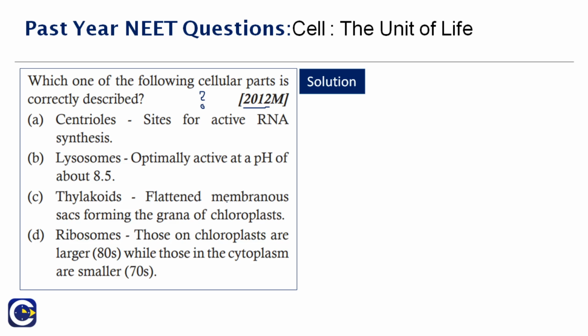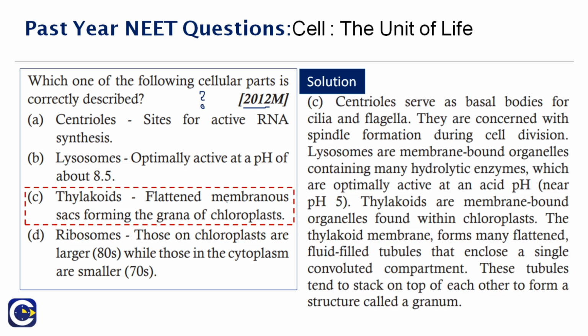So which is the right answer now? The correct answer is option C, thylakoids. Why? We already saw in the earlier parts, they are flattened sacs which are present in the chloroplast. Here they have correctly described thylakoids. They are actually flattened membrane sacs that form the grana of the chloroplast. And if you see the first one, centrioles, they actually serve as basal bodies for cilia and flagella. So the right answer is not that.